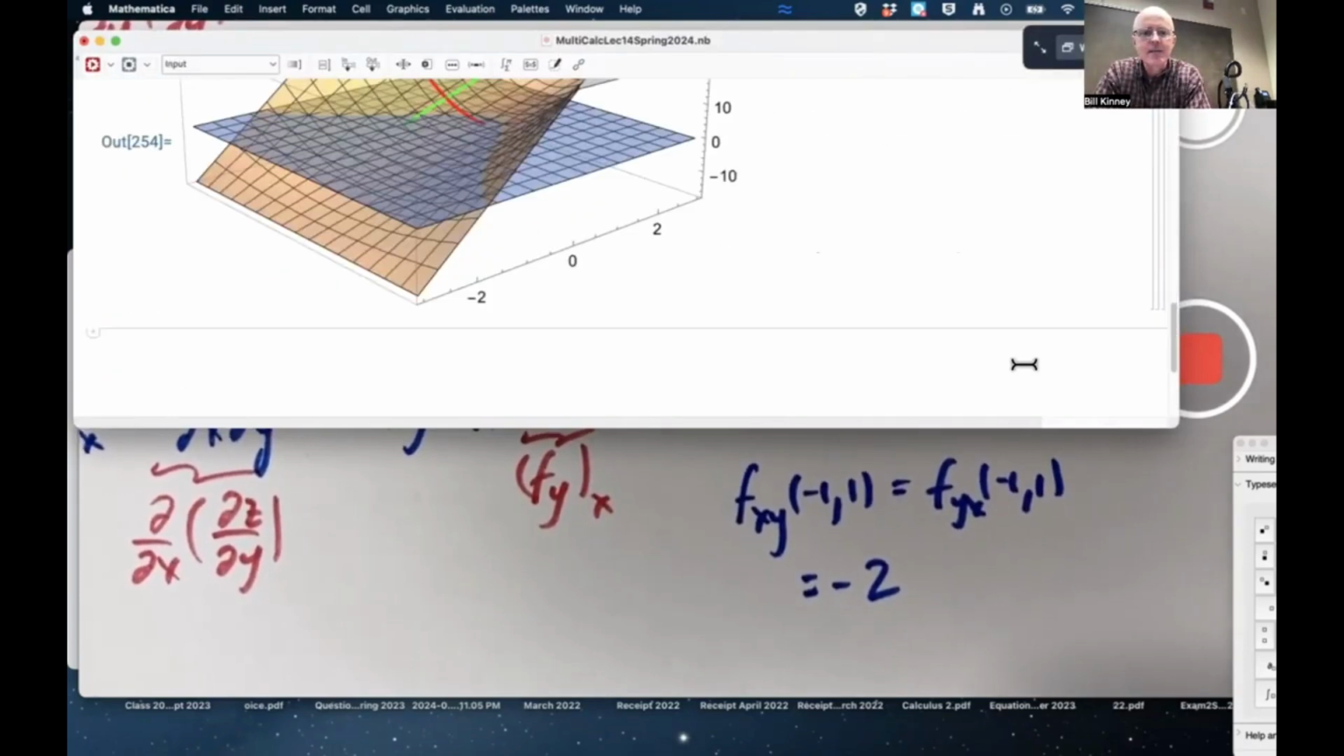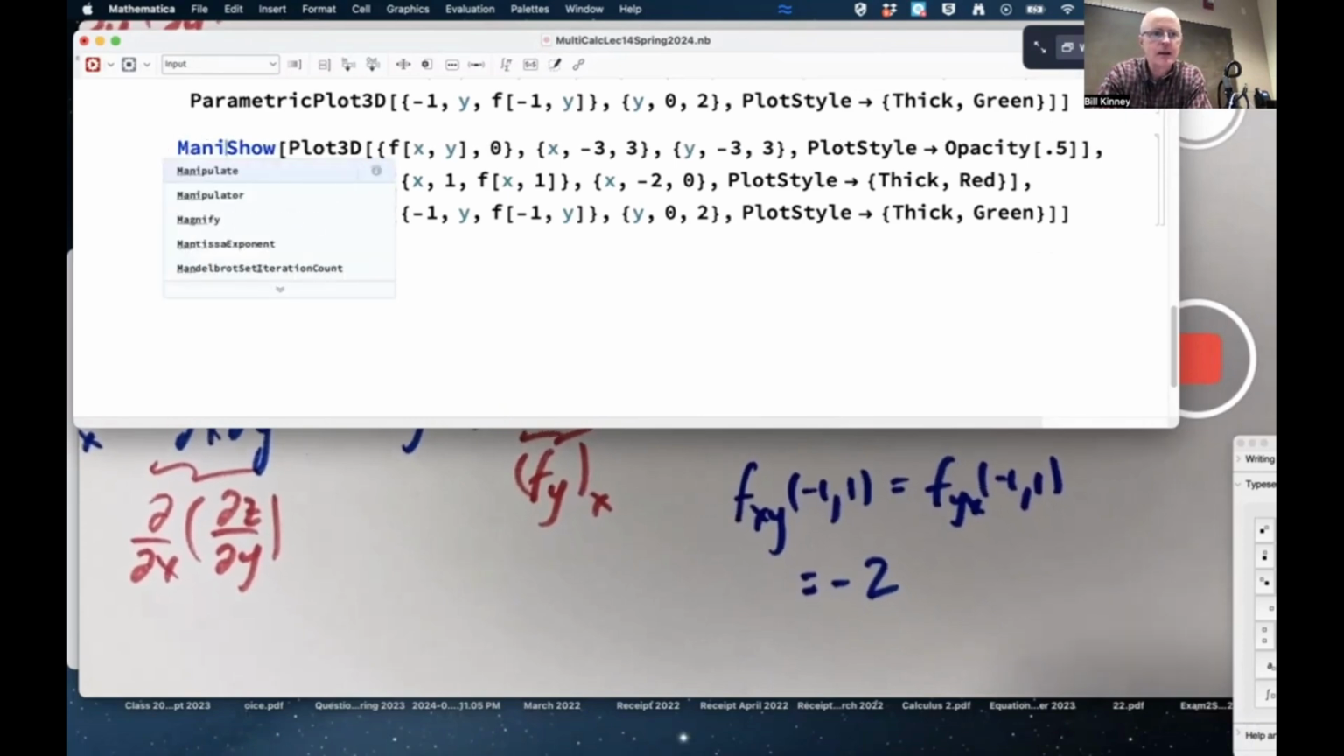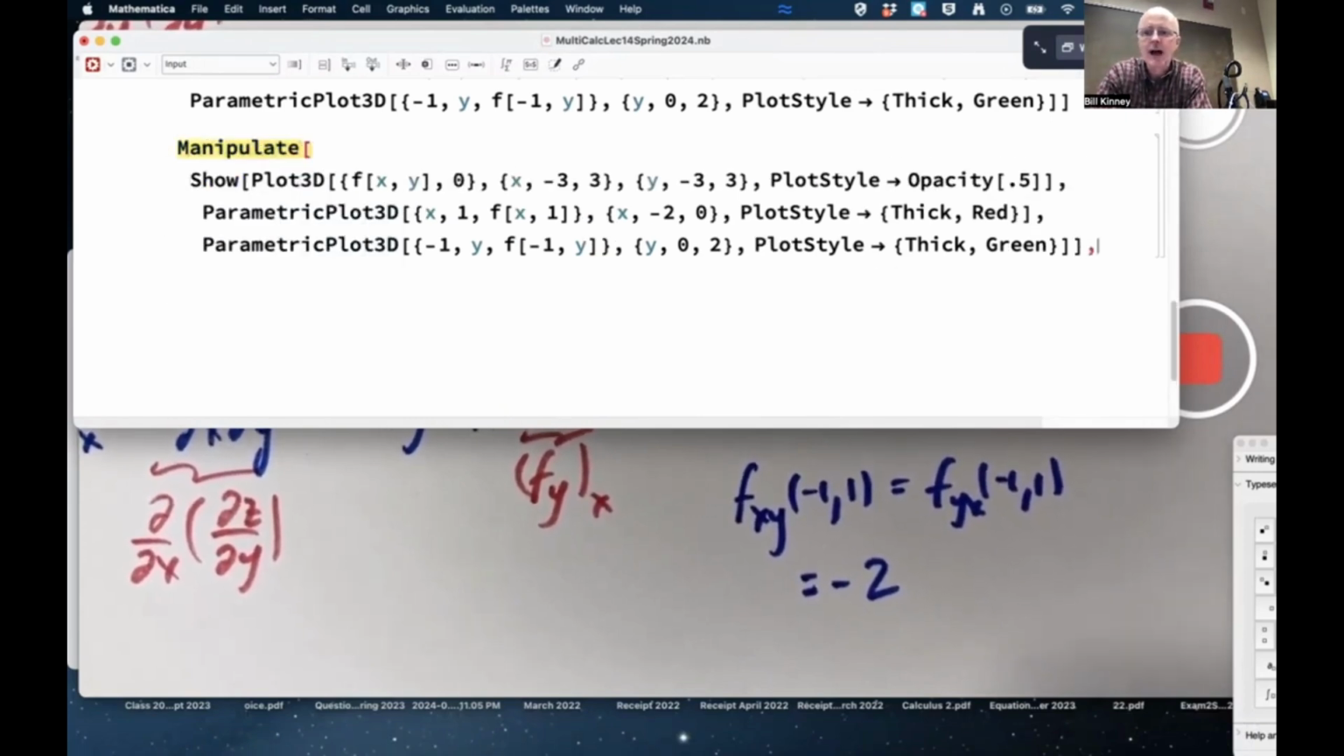Let me copy and paste this. Let's put it inside and manipulate, where I'm going to allow myself to change x and y. But I'm using x and y as parameters. It might be better to use t's now instead of x and y. Let me go to using t's. In both spots, it doesn't matter. So t is the parameter to make the red and green curves.